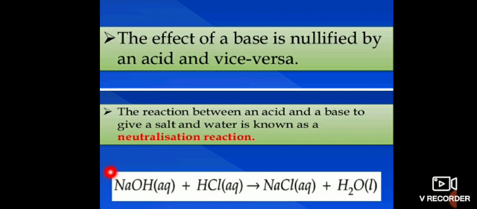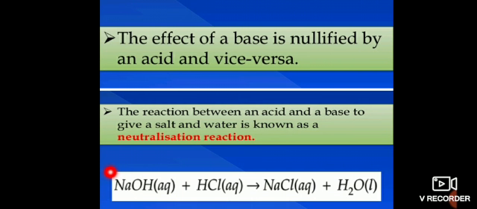The effect of a base is nullified by an acid and vice versa. The reaction between an acid and a base to give a salt and water is known as a neutralization reaction. Dear children, this question must be asked in examination. What is a neutralization reaction? Give an example.